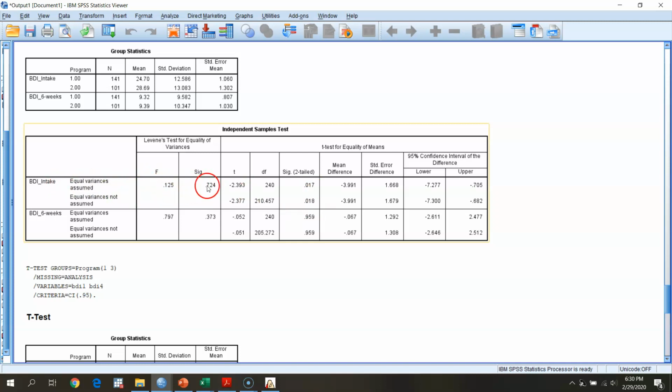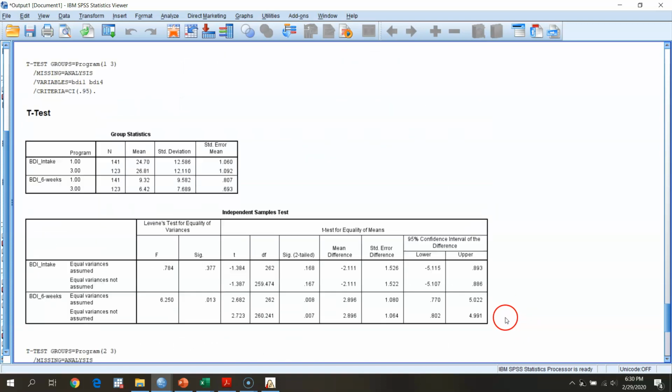We're seeing that Levene's test does not give us strong evidence of a violation of homogeneity of variance. So looking at groups 1 and 2 at intake, or at baseline, we're seeing a test statistic of 2.39, p-value of 0.017. It looks like we're not seeing differences between 1 and 2 at the end of treatment at 6 weeks.